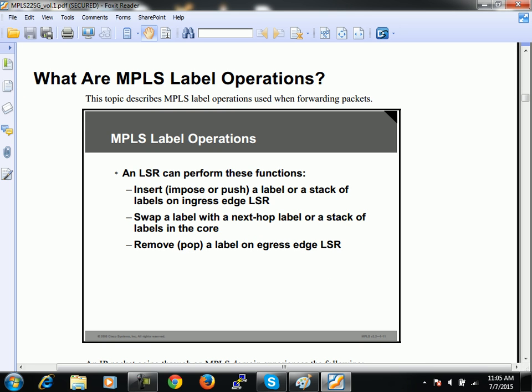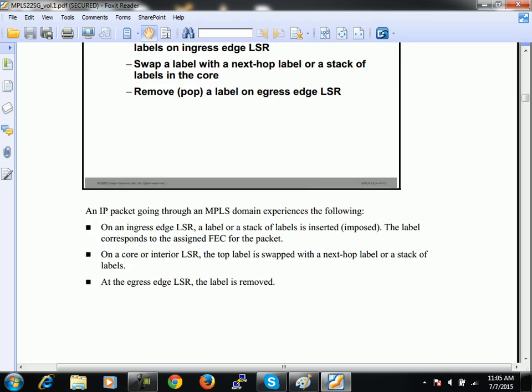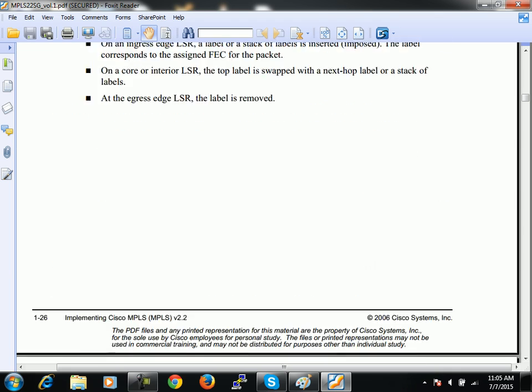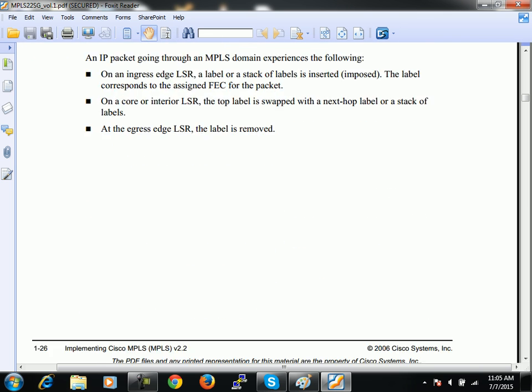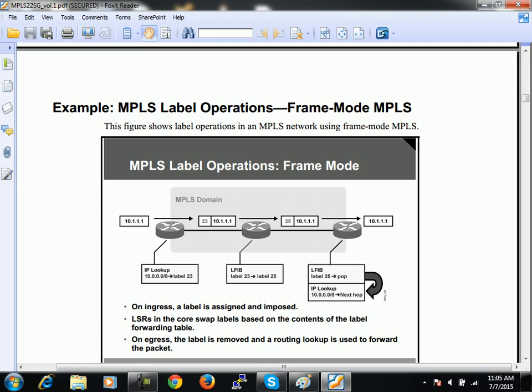See, what are MPLS label operations? LSR can perform insertion, which is also known as imposition or push. Swapping will be done by LSR only. Remove, pop, will be done by LSR. Insertion is done by which LSR? On ingress LSR, where the packet is getting inserted, right? And removal will be done by egress LSR. I have already taught you all these things.